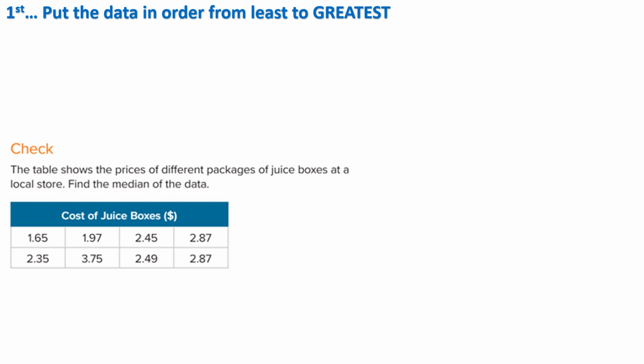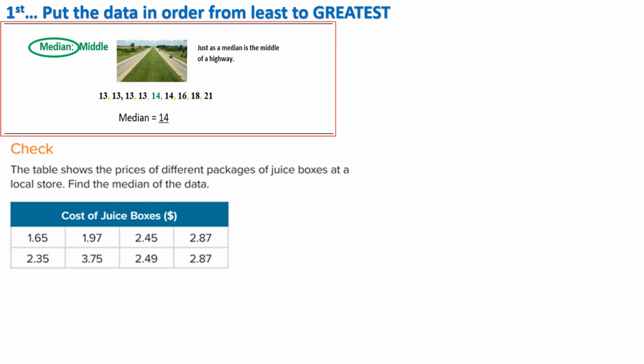Notice I have 2 that start with 1 point something. I have 1, 2, 3, 4, 5 of them that start with 2 point something. And then I have 1 that starts with a 3. So I know that my last one is going to be the 3.75. So what about my first one? It's between 1.65 and 1.97, and 6 is smaller than the 9. So as I'm putting them in order from least to greatest, I'm going to start with 1.65, followed by the 1.97.